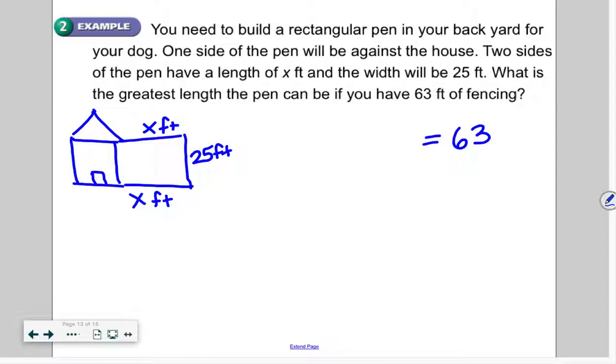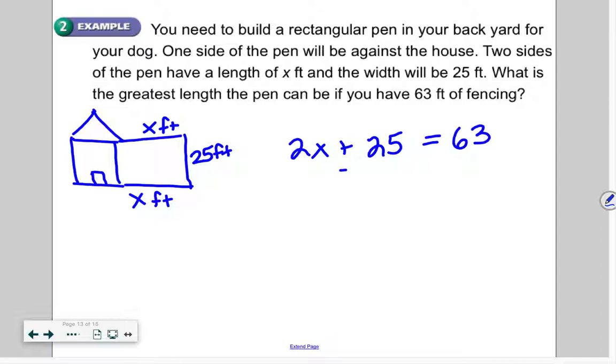What is our equation going to be? Isaac? 63 minus. No, 63 is on the side by itself. How are we getting to the 63 from this picture? 2x plus 25. Yep, 2x plus 25. Or could we say x plus 25 plus x? You could, or you could go right to the 2x. So I'm adding up all three sides of fencing to equal the total of 63 feet that we have.